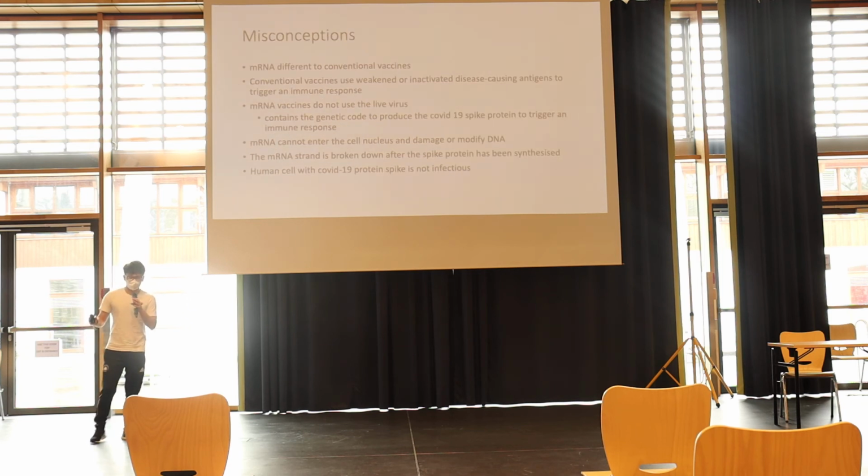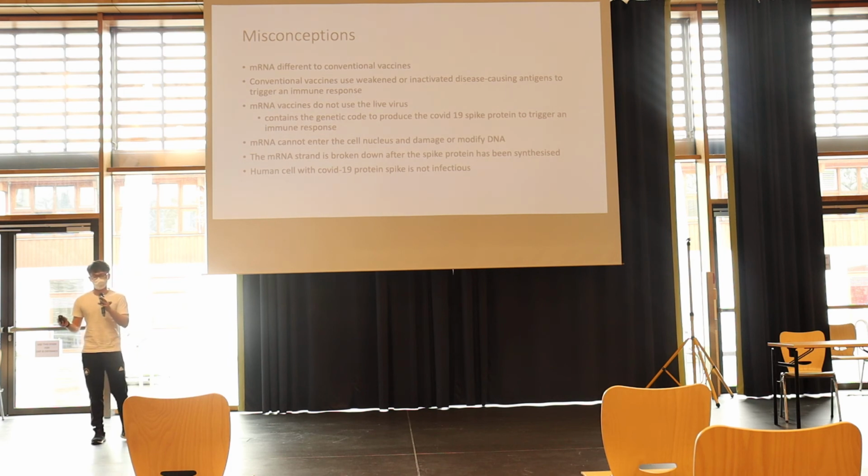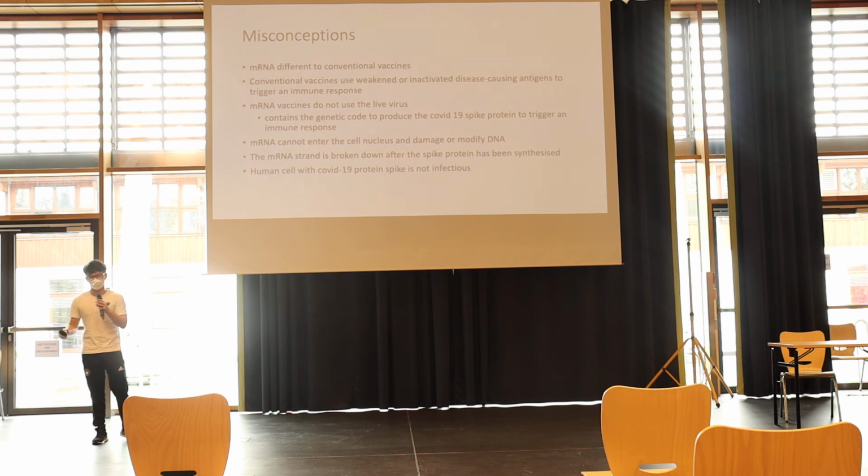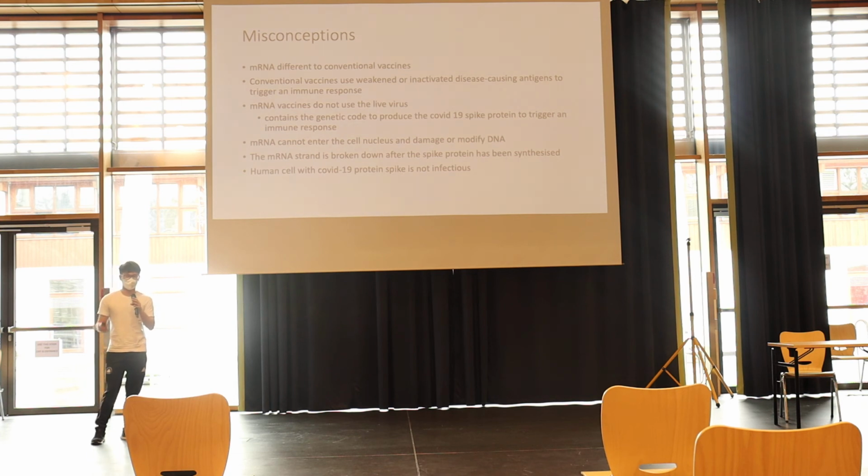So a conventional vaccine is very different to a mRNA vaccine. What the conventional vaccine does is that it contains live virus, so a weakened or inactivated disease-causing antigen to trigger an immune response, to train the immune system to find the correct antibody. In comparison, the mRNA vaccine simply provides the code for the spike protein to be synthesized, creating a replica COVID-19 virus to train the immune system in that way.